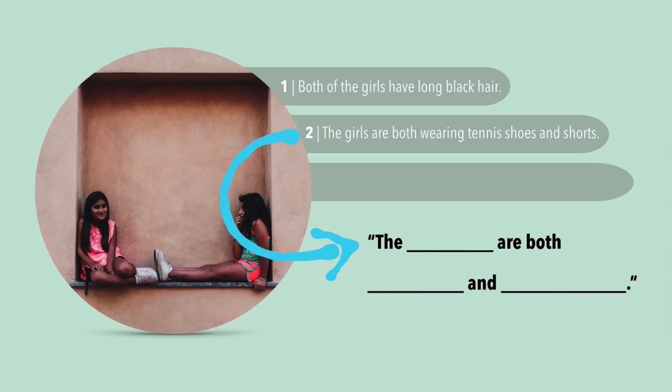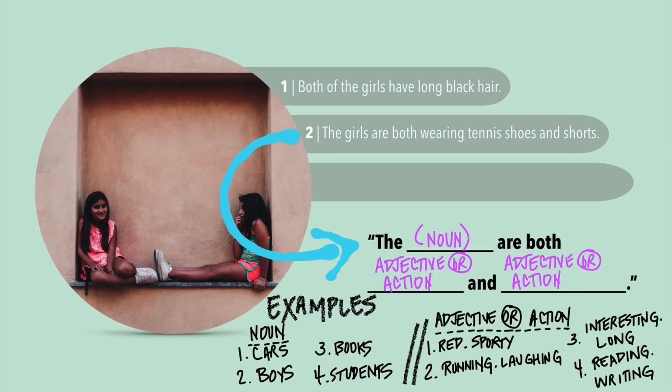So now the sentence pattern you can use is: the noun are both adjective or action and adjective or action. Now, don't get confused. This is also a very simple pattern to follow. So here we go, the examples. For the nouns, I chose cars, boys, books, and students. Now, for the adjective or action, either one you can choose. So I put red and sporty.